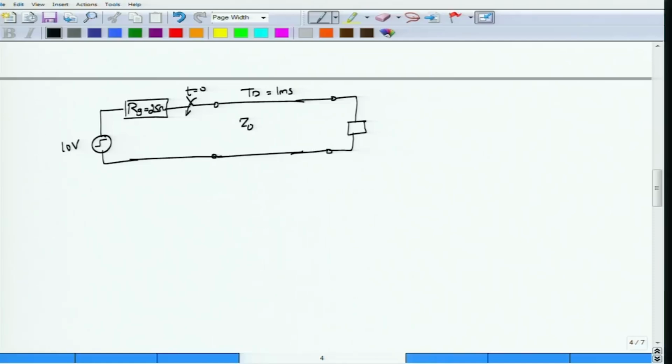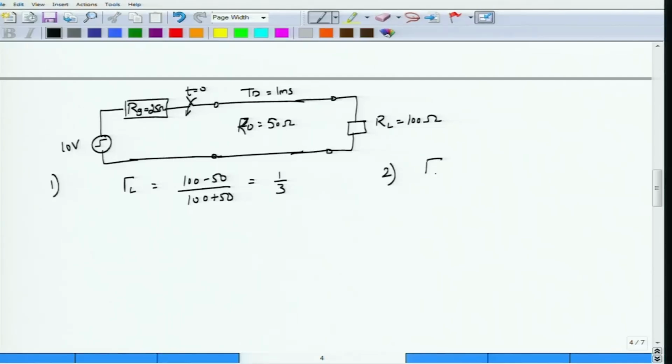Z0 or R0 of the transmission line is 50 ohms, and we connect a load RL of 100 ohms. Now, we want to find the voltage at the load side, the voltage at the source side, and the voltage in the middle of the transmission line. How do we do that? First step, calculate gamma L. Gamma L is (100 minus 50) by (100 plus 50), which is 1 by 3. As a second step, calculate gamma G. You are in bad luck because gamma L is not 0, so there will be reflections. What is gamma G?